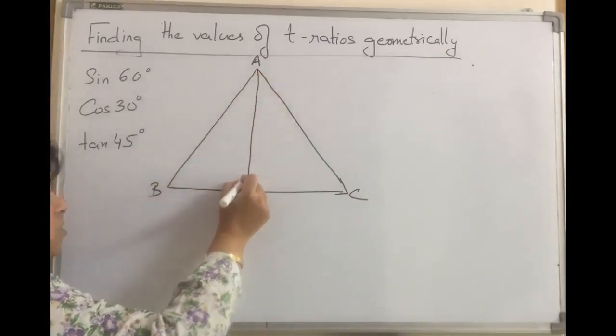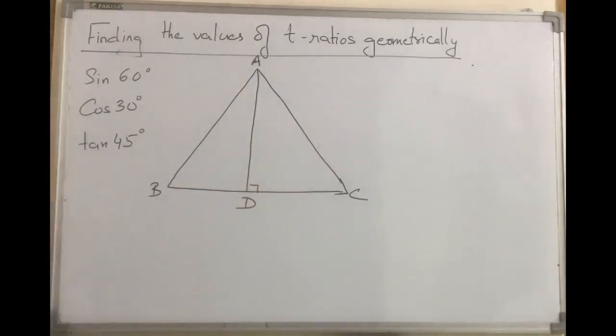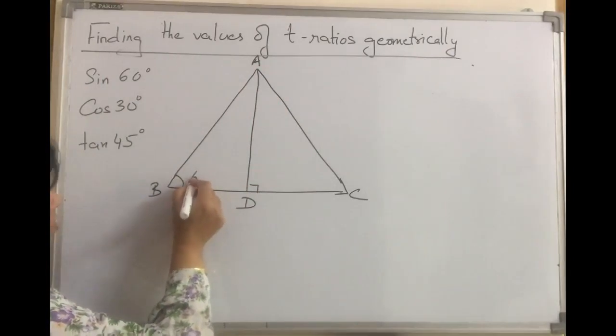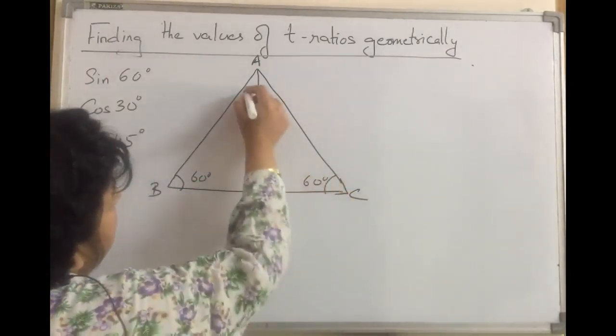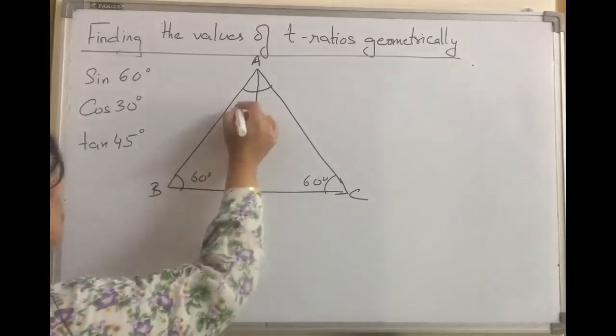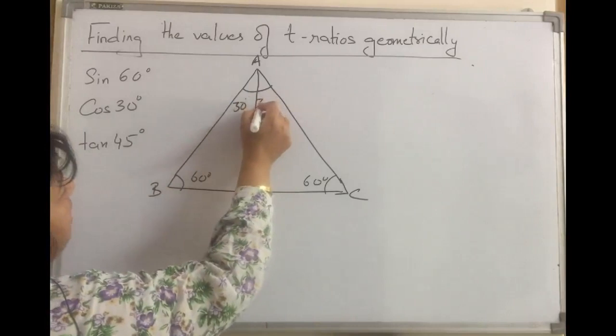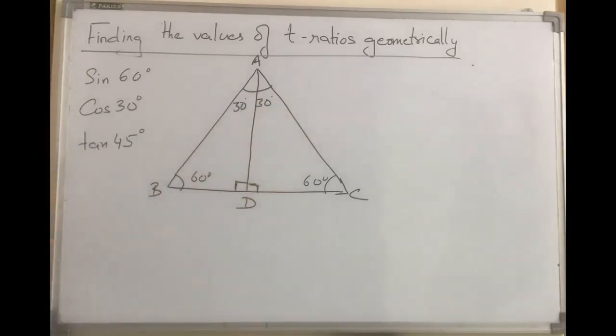I'll construct an altitude from A to BC. This is the altitude. Now, because it's an equilateral triangle, this angle is 60, this angle is 60, and this whole angle is 60. When an altitude is drawn, the triangle is divided into two congruent triangles. So, each of these angles will become 30 degree. And this is automatically 90 by construction.